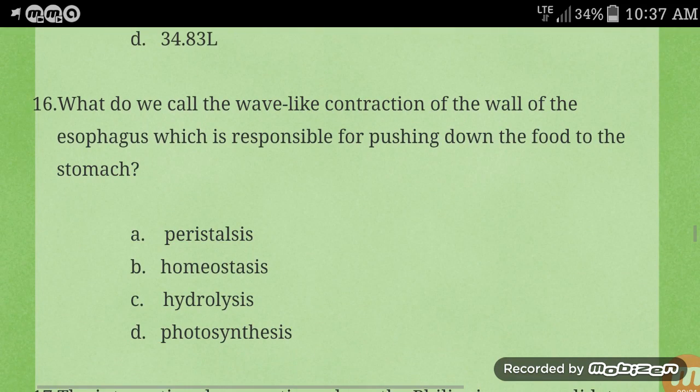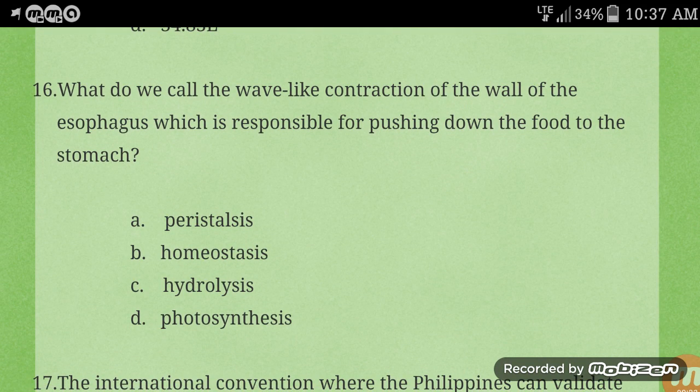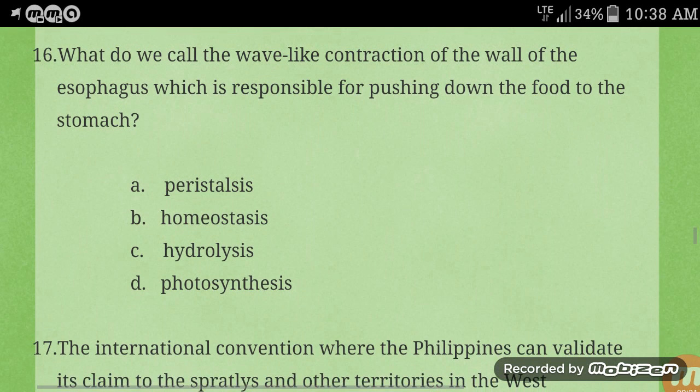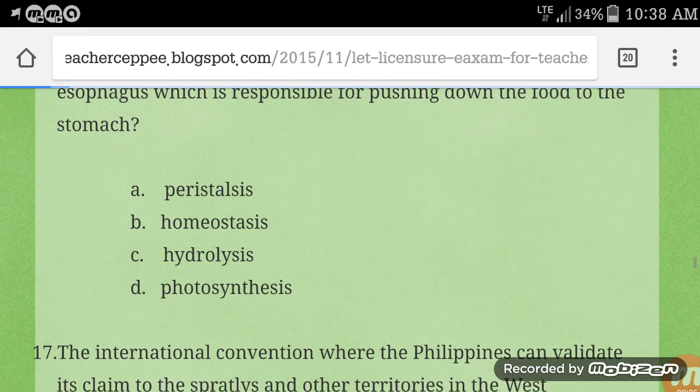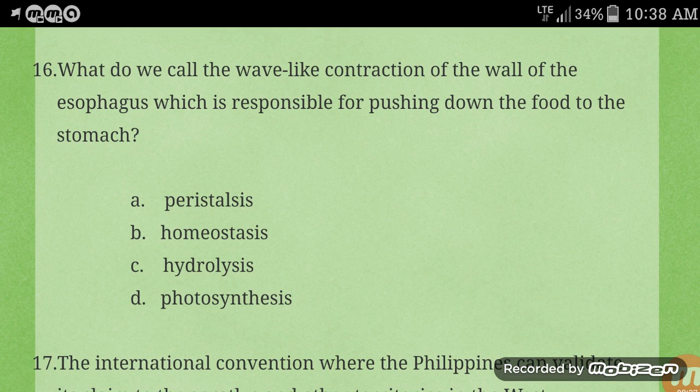Next, what do we call the wave-like contraction of the wall of the esophagus, which is responsible for pushing down the food to the stomach? Of course, it's peristalsis. I told you that. The wave-like contraction is the result of the antagonistic functions of the sphincter muscle and the circular muscle.